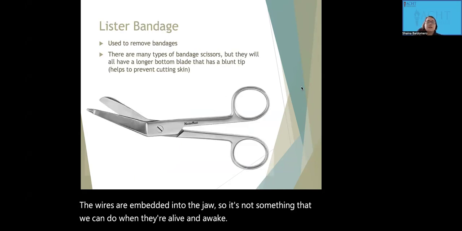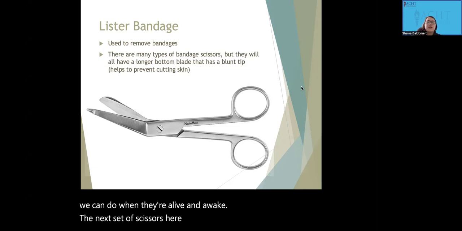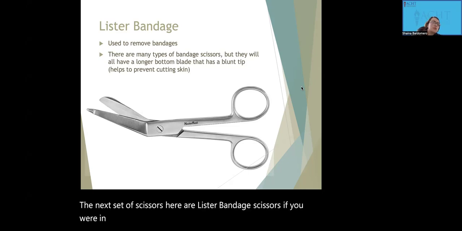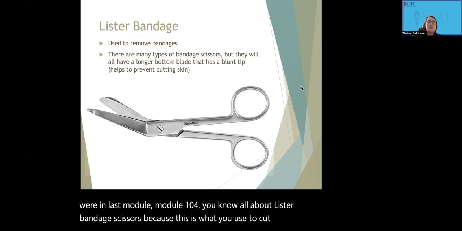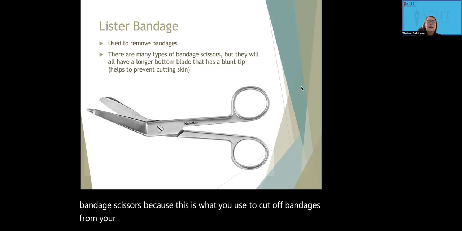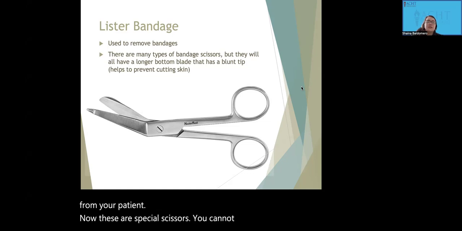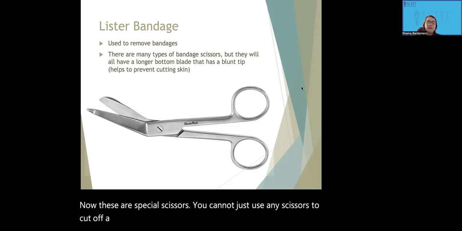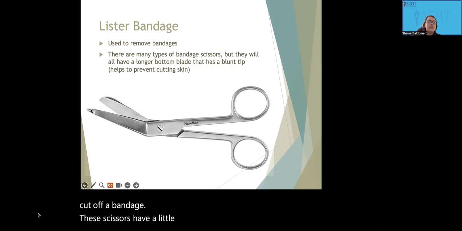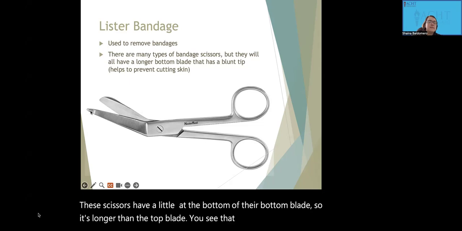The next set of scissors here are Lister bandage scissors. If you were in last module, module 104, you know all about Lister bandage scissors, because this is what you use to cut off bandages from your patient. Now, these are special scissors. You cannot just use any scissors to cut off a bandage. These scissors have a little butt at the bottom of their bottom blade. So it's longer than the top blade. You see that little butt that's there?